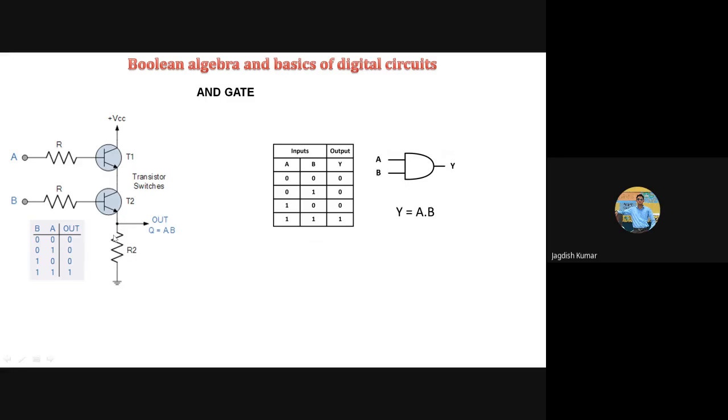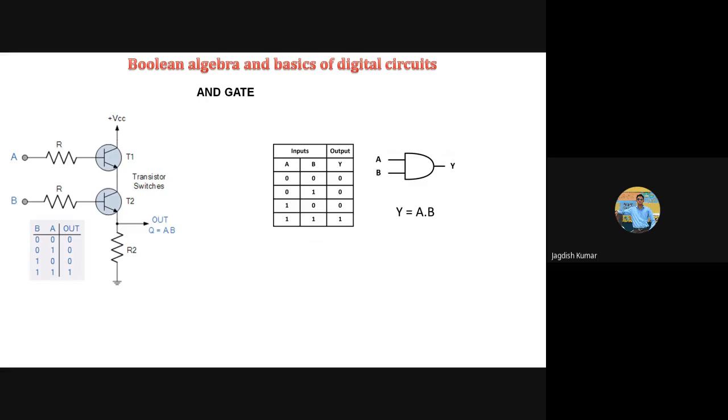And hence, what will be the potential drop across this resistance? That is going to be equal to nothing but VCC, because here it is like a closed switch. So the total potential drop across the resistance will be VCC. Hence, what will be the output? So here the voltage is 0, and the voltage here is VCC. And that is how, if A is 1 and B is 1, the output will be 1.